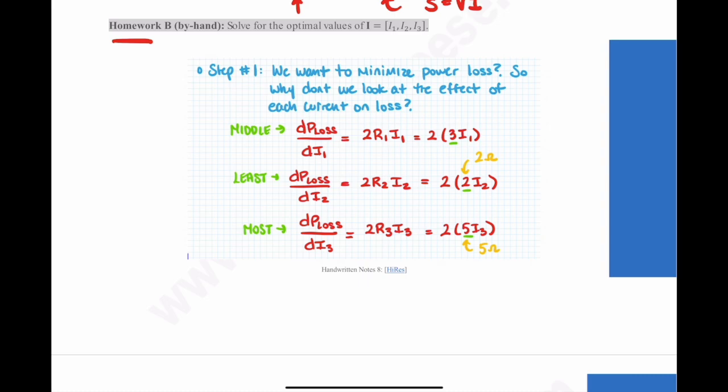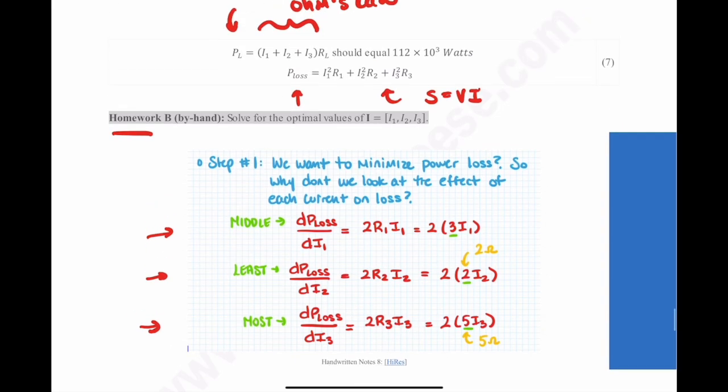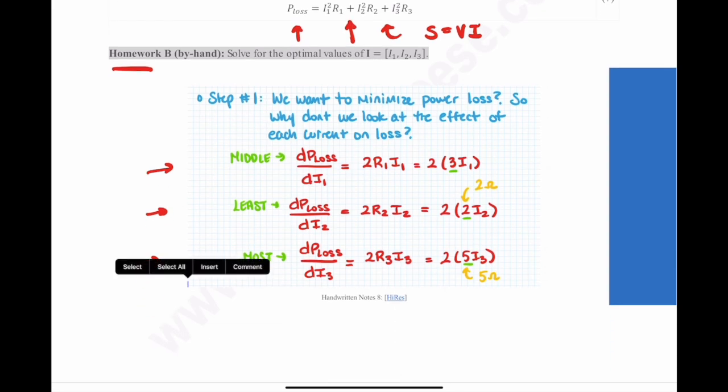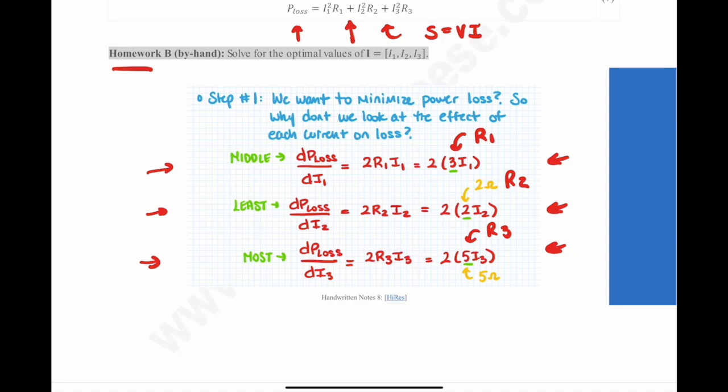So we're going to take the derivative of each one of the losses with respect to each one of the currents. And that's a derivation of the lower equation down here. Now what we end up with is 3 different derivatives: 2 times 3i1, 2 times 2i2, 2 times 5i3. This is the R1, this is the R2, this is the R3 value that we have.